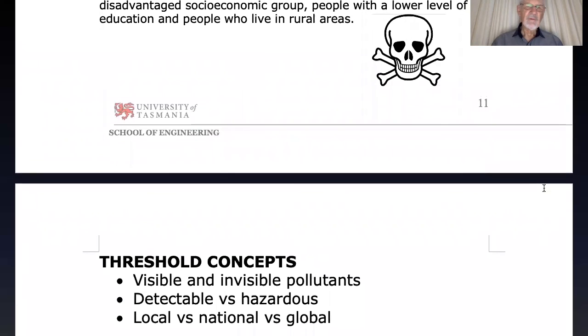There are a few threshold concepts to think about: visible and invisible pollutants. Like you can see smoke, you can't see carbon monoxide particularly. And the difference between what is detectable and what is hazardous, and then local versus national versus global.